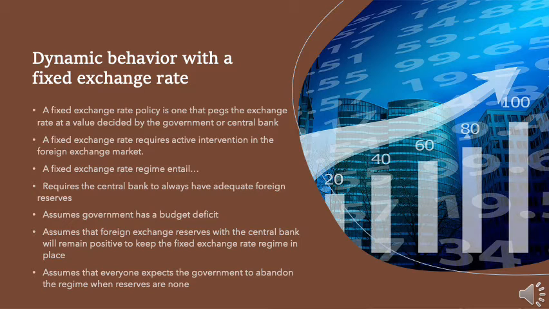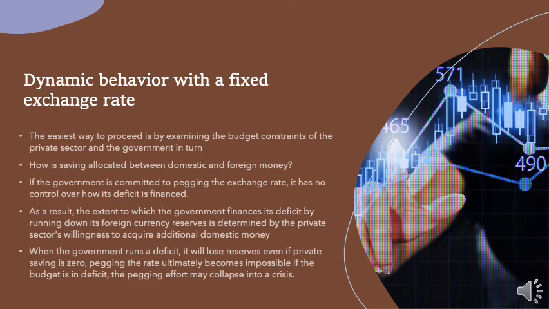The main assumption for this model is that the government has a budget deficit that is financed either by issuing new domestic money or by drawing on its foreign exchange reserves. Consequently, a fixed exchange rate regime will stay in place as long as foreign exchange reserves with the central bank are positive. To better appreciate this concept, we need to examine the budget constraints of the private sector and the government. The private sector can acquire assets only by spending less than its income. That is, they have more savings to invest.